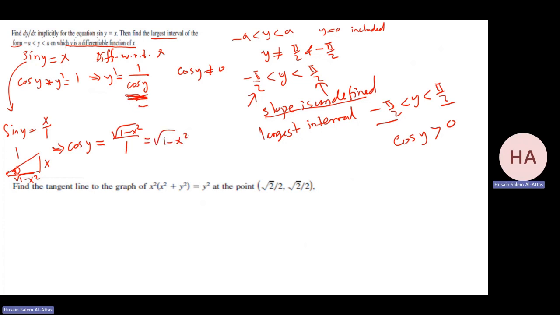So this one, y prime will be what? 1 over the square root of 1 minus x squared. Which is, we'll see it in the inverse, since actually in this one we're dealing with y equals sine inverse of x. The same idea. Okay.